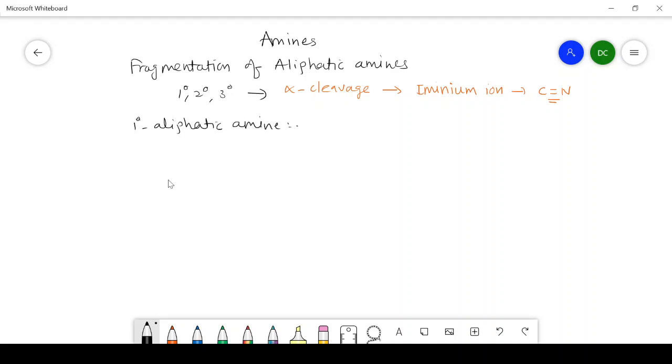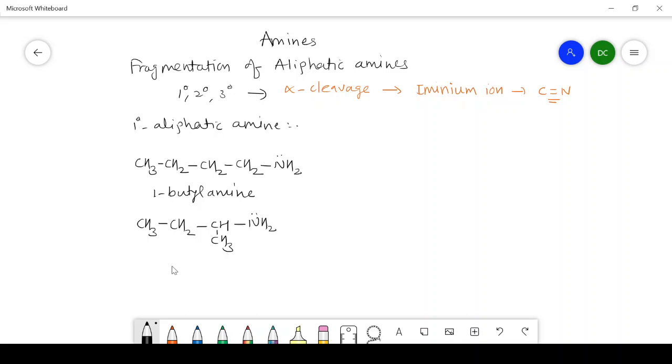and in this point we will discuss two examples of primary aliphatic amine which have the same molecular formula and same molar mass. The first example is 1-butylamine. The structure of 1-butylamine is like this, and here is the amino group having nitrogen lone pair. And the second example that we are going to discuss is this one, in which one carbon is substituted and there is an NH2 group. It is 2-butylamine. Both are primary aliphatic amines.